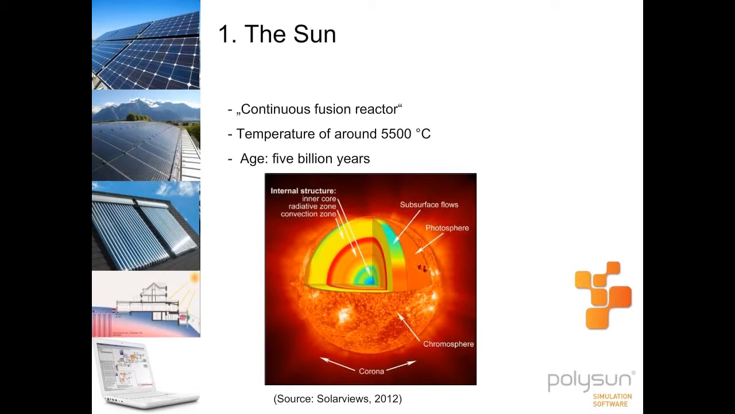The Sun is the central energy producer of our solar system. It is a 1.4 million kilometer diameter sphere with nuclear fusion taking place continuously in its center. The solar radiation emitted by the Sun has a temperature of approximately 5500 degrees. The Sun has an age of around 5 billion years and its lifetime is expected to be 10 billion years.